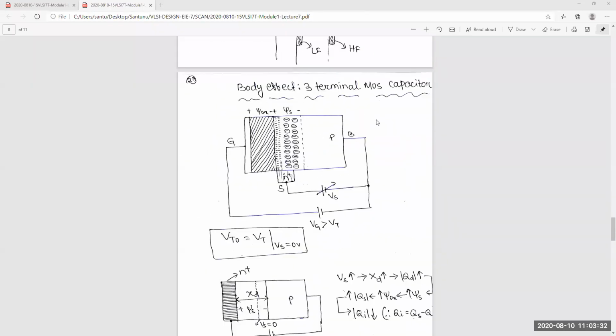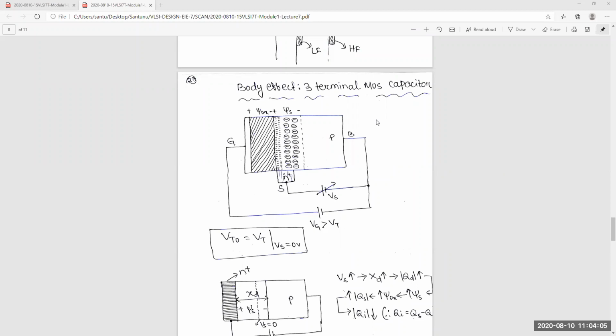So okay, till now we have studied the two-terminal MOS capacitor, or MOS junction. Now we'll go to a three-terminal MOS capacitor, and from that we will calculate the body effect. Body effect means that if there is a voltage between the source and substrate of a MOS capacitor, it will directly affect the threshold voltage of the overall structure.